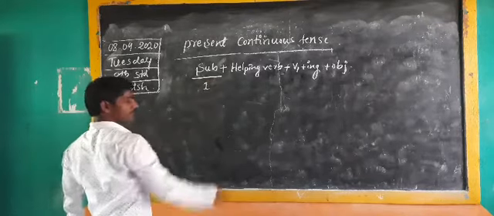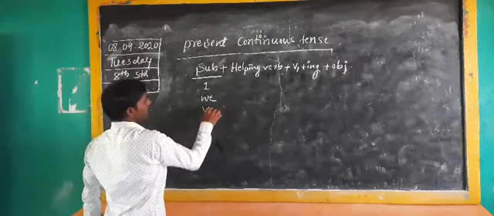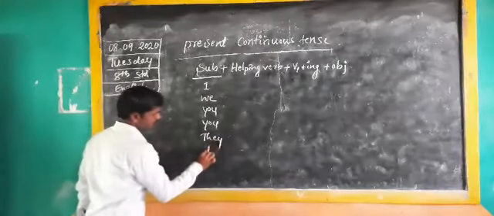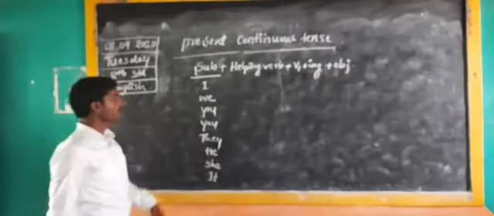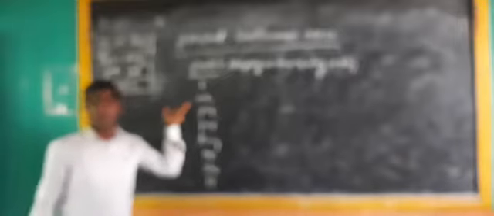Here I read all the subjects: I, we, you, they, he, she, it. In the previous class you already learned about these pronouns. I is the first person singular, we is the first person plural, you is the second person singular, you is the second person plural, they is the third person plural. The same as he, she, it are considered third person singular.